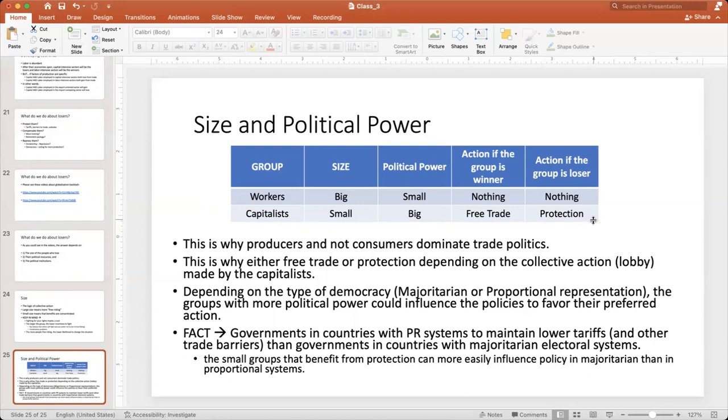Depending on the type of democracy, majoritarian or proportional representation, the groups with more political power could influence the policies to favor the preferred action. And in fact, as you could read in the book, governments in countries with proportional representation systems try to maintain lower tariffs and other types of trade barriers. Why? Because governments in those countries are more inclined to mobilize the demands of bigger groups than of small groups, unlike in majoritarian electoral systems. The small groups that benefit from protection can more easily influence policy in majoritarian than in proportional systems.